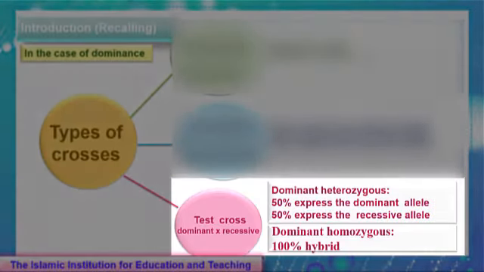The third cross is test cross, which is done between parents, one expressing the dominant allele and the other expressing the recessive allele. If the parent expressing the dominant allele is heterozygous, then 50% of the descendants express the dominant allele and 50% express the recessive allele. If he is dominant homozygous, then the descendants will be 100% hybrids.